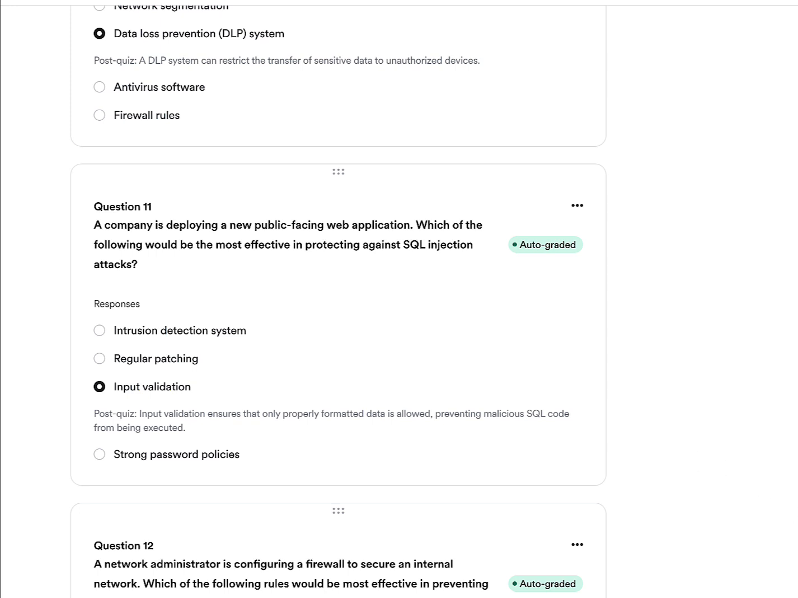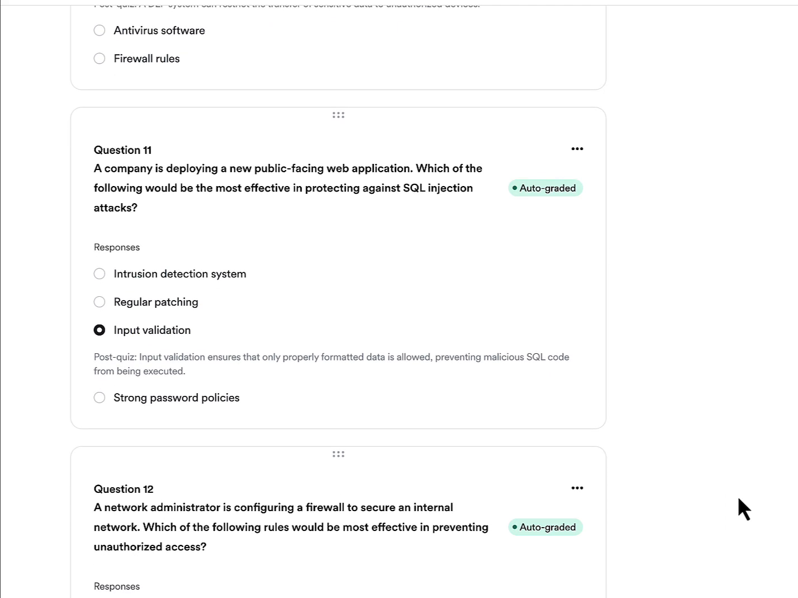Question 11. A company is deploying a new public-facing web application. Which of the following would be the most effective in protecting against SQL injection attacks? A, intrusion detection systems. B, regular patching. C, input validation. Or D, strong password policies.